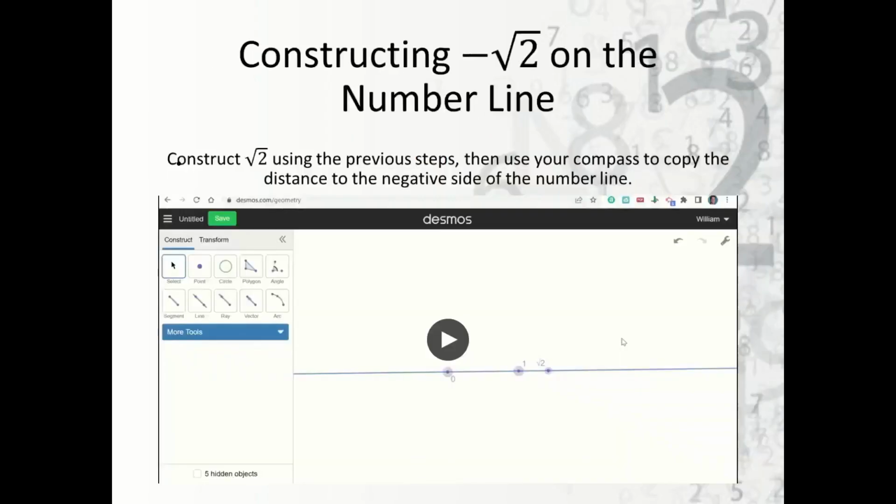Now let's take a look at how to construct negative square root of 2 on the number line. We'll construct it by constructing square root of 2 and then copying it to the other side of 0. And here's a video that shows you how to do that.